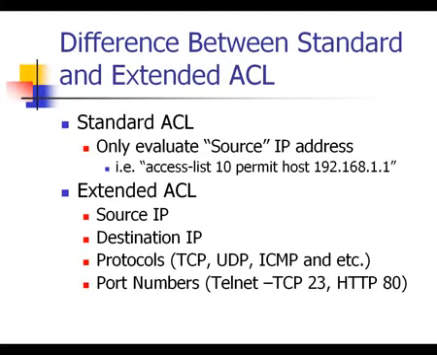An extended access list will specify the source IP, destination IP, as well as protocols such as TCP, UDP, and the ping ICMP packet, as well as the port number. For example, in this case, Telnet is TCP port 23, and web traffic HTTP uses port 80.